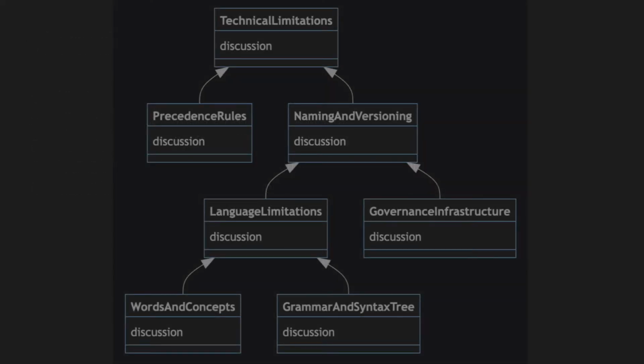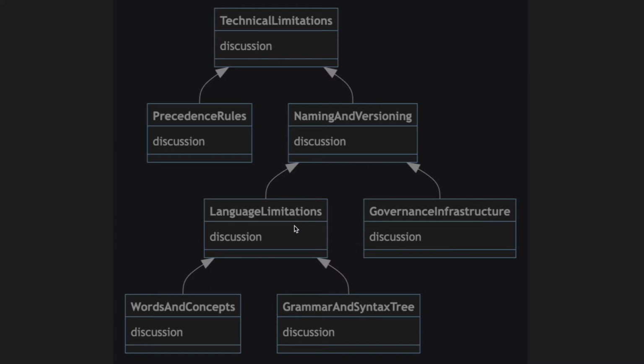A constitution establishes the technical limitations for future governance, and these are the basic rules of the constitution itself, and they must be based on clearly defined naming and versioning conventions, which along with precedence rules set the basis for causality. Naming and versioning has a mutual two-way dependency on precedence rules, and it is also based on language limitations and the existing governance infrastructure.